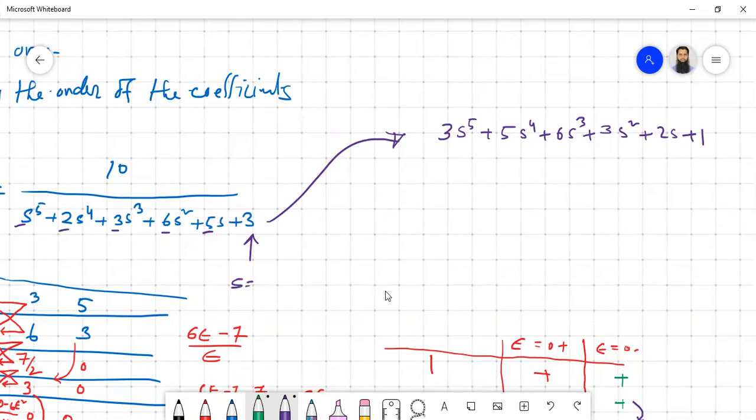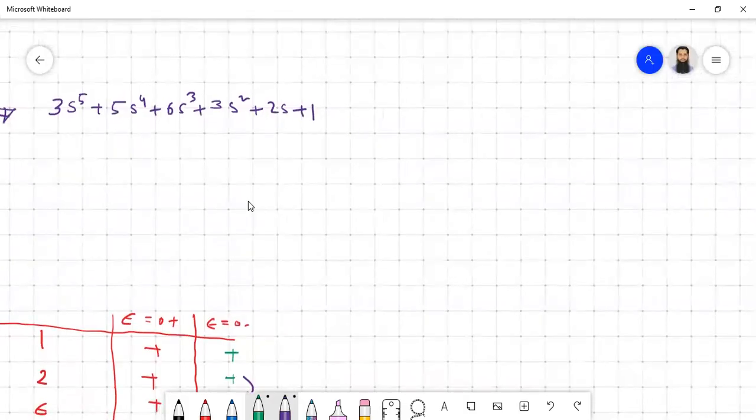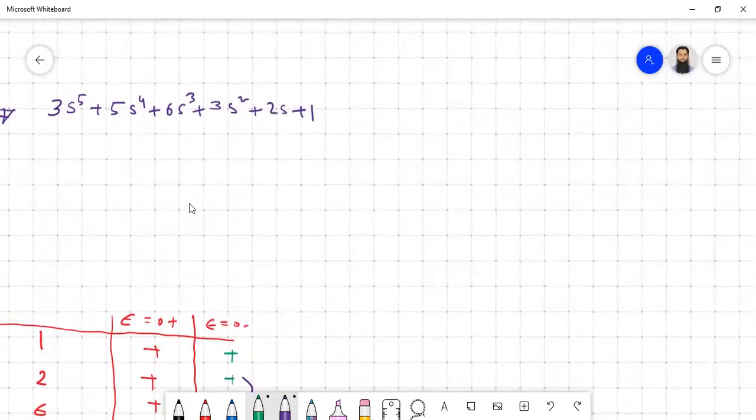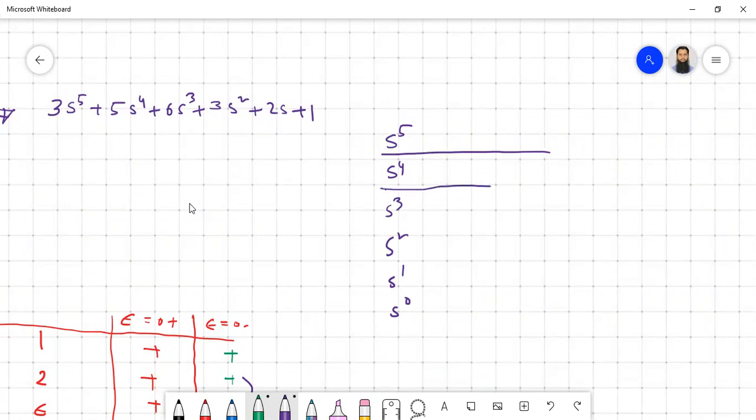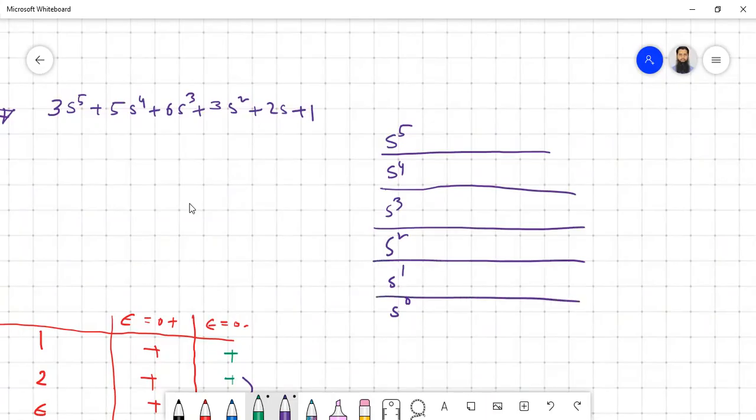As we have said, s equal to 1 by d can be assumed, and we substitute it in the equation, and this is what we are going to get. So still the order of the equation remains the same. So basically s to the power 5, s to the power 4, s cubed, s squared, s to the power 1, s to the power 0. Now with the coefficients, it's always better to draw the lines. So fill up the table with the coefficients. So basically this is 3, 5, 6, 3, 2, 1.